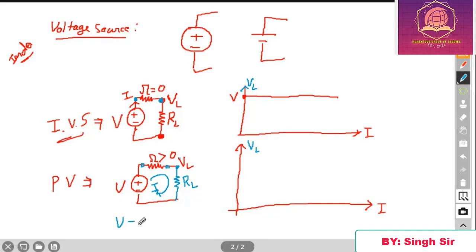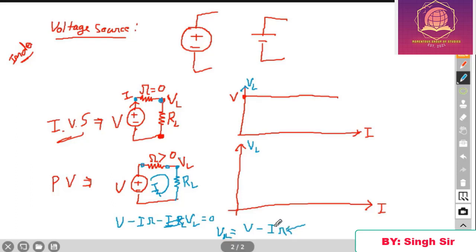This is V equal to I into small r minus I into RL, or you can write this as VL, equal to 0. So from here, if I want to find the value of VL, it can be written as V minus I into small r. Now you can think, as this r is greater than 0, not equal to 0, let's take this is having some value, suppose 3 ohm.